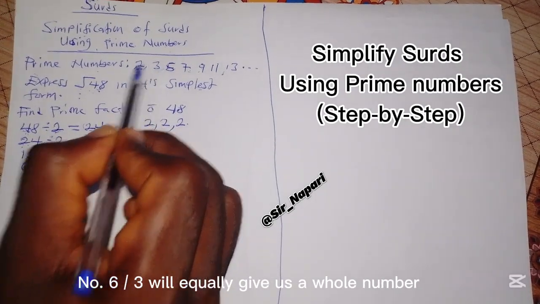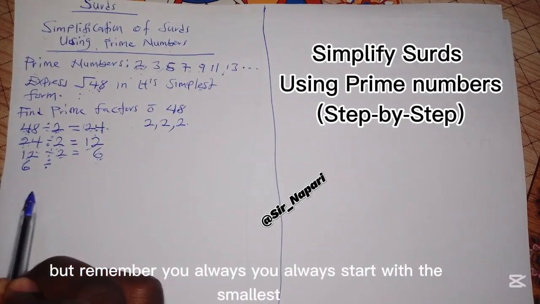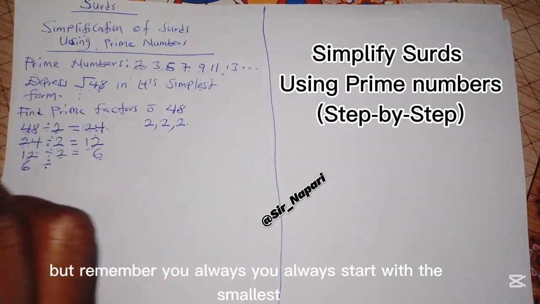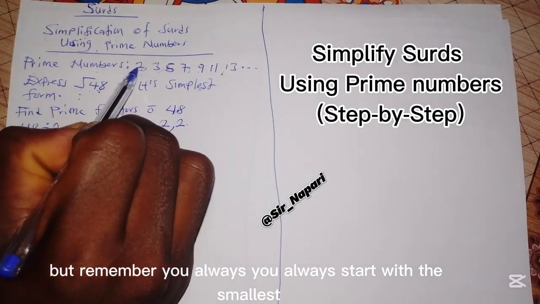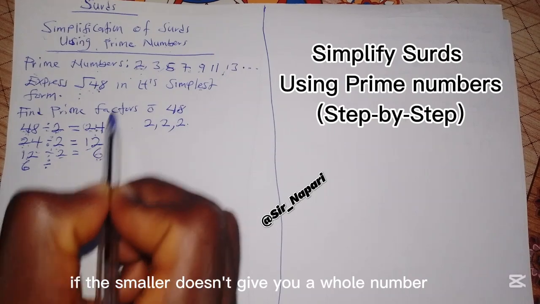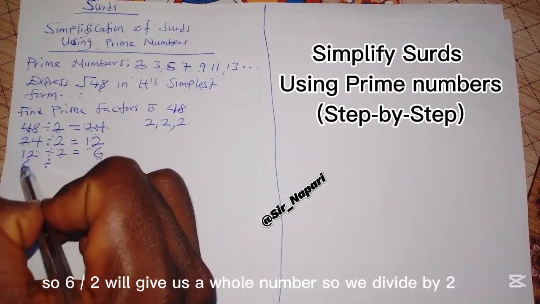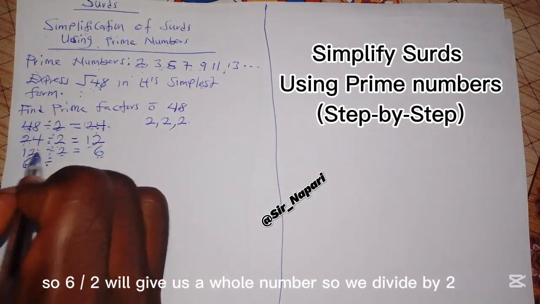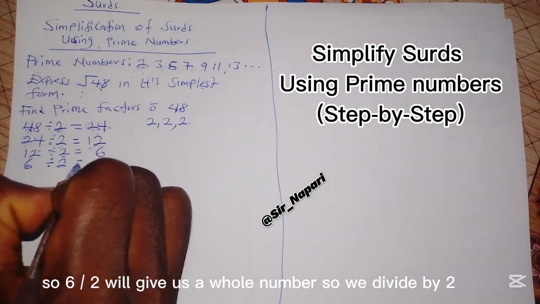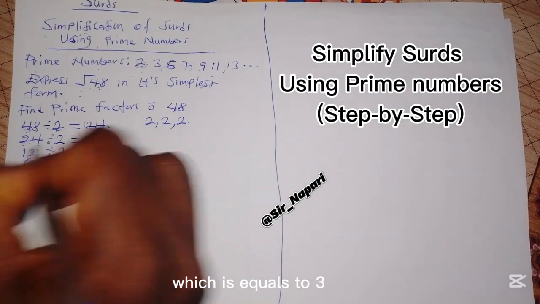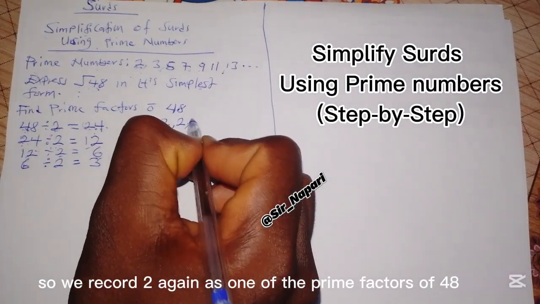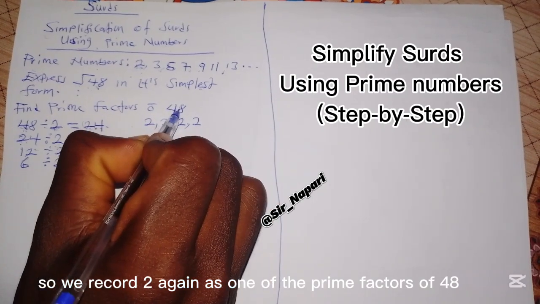Now take note. 6 divided by 2 will give us a whole number. 6 divided by 3 will equally give us a whole number. But remember, you always start with the smallest. If the smallest doesn't give you a whole number, then you move on to the next. So 6 divided by 2 will give us a whole number. So we divide by 2, which equals 3. So we record 2 again as one of the prime factors of 48.